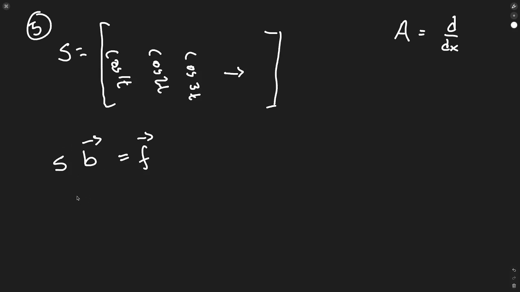And so what we also want is to take S inverse right here times S times B, because that will just give us B right here. So we want S inverse F, which again is the exact same thing that we've been doing, right?